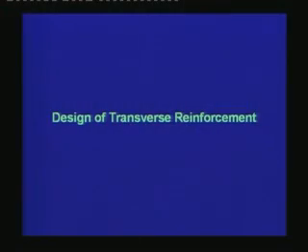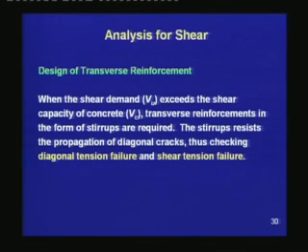Next, let us look into the design of transverse reinforcement in more detail. When the shear demand Vu exceeds the shear capacity of concrete, which is denoted as Vc, transverse reinforcement in the form of stirrups is required. The stirrups resist the propagation of diagonal cracks, thus checking diagonal tension failure and shear tension failure.